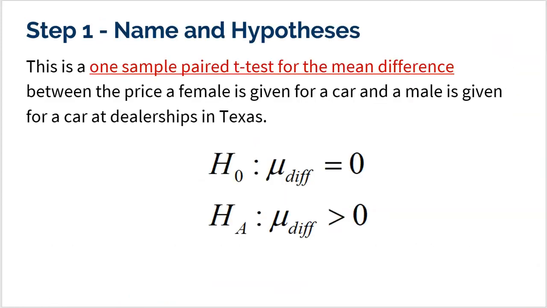So step 1, name and hypotheses. This is a one sample paired t-test for the mean difference between the price a female is given for a car and a male is given for a car at dealerships in Texas. So my null would be, oh, there's no mean difference. There is no true mean difference. You might have seen a difference in your sample, but truthfully, there is no difference. Males and females are charged the same.